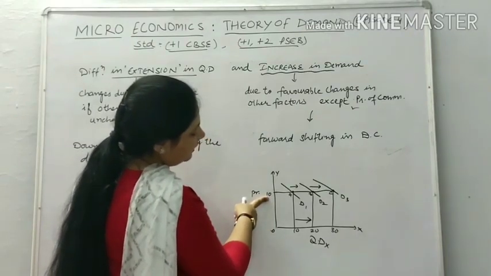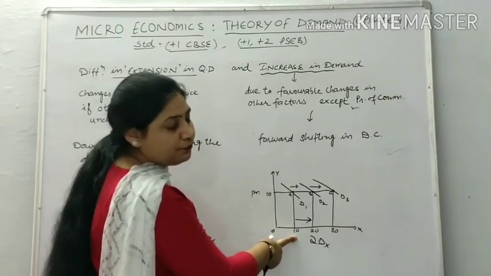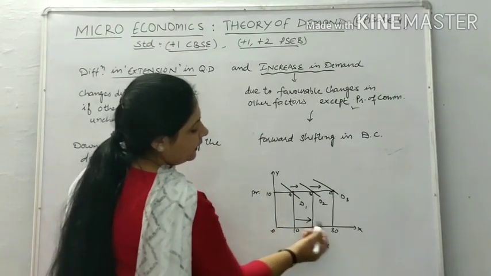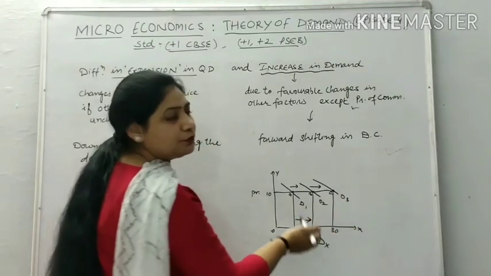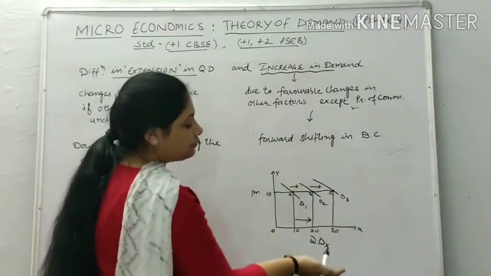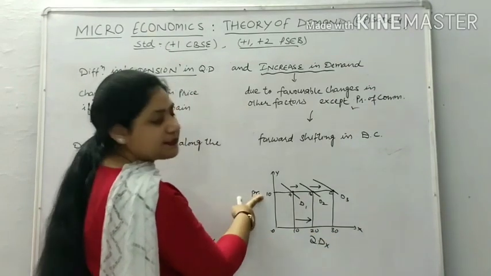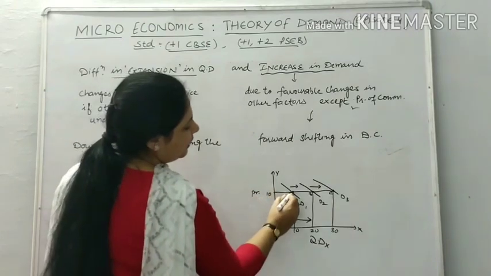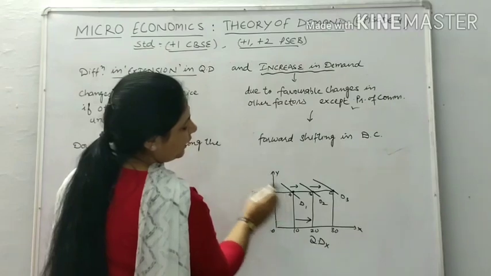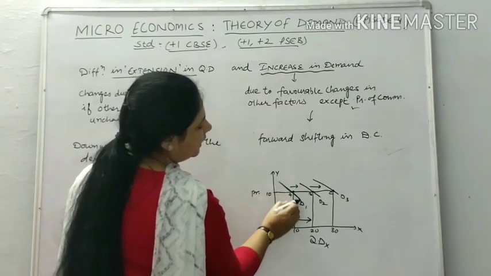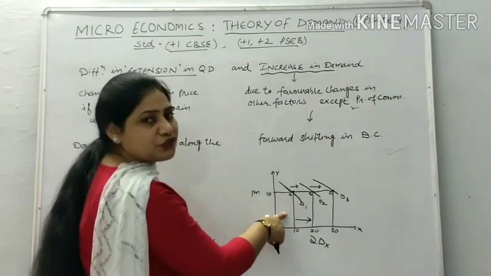He is purchasing 10 units of good X at 10 rupees per piece, and then 20 units of good X, and then at the same price he is willing to purchase 30 units. Here we mention points A, B, C. Through these points we are taking D1, demand curve 1, to indicate his first condition.